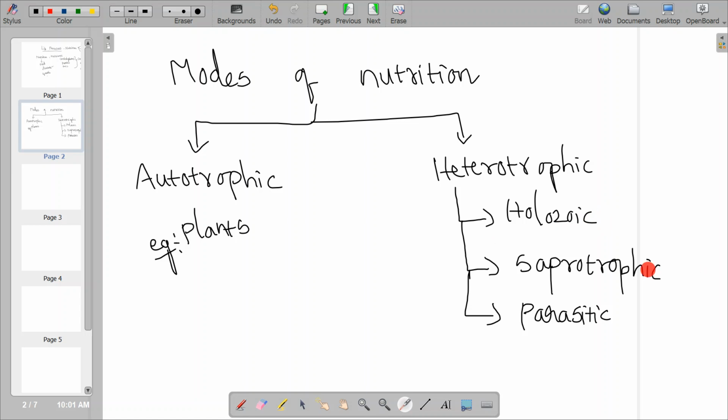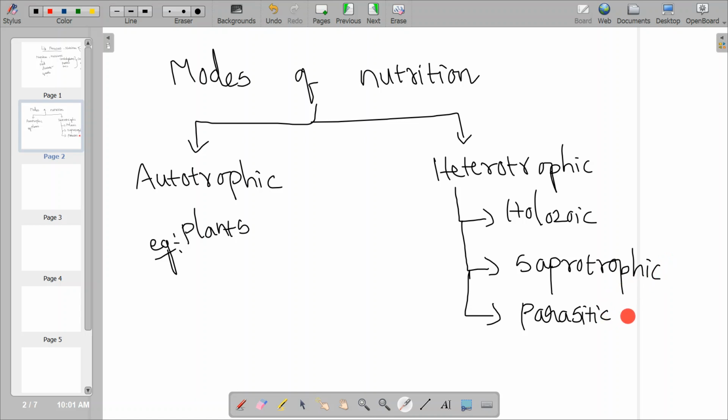In saprotrophic mode of nutrition, the organisms like bacteria and fungi depend on dead and decayed organic matter. They release enzymes, break it into simplest form, and they absorb the nutrients from the dead organic matter.